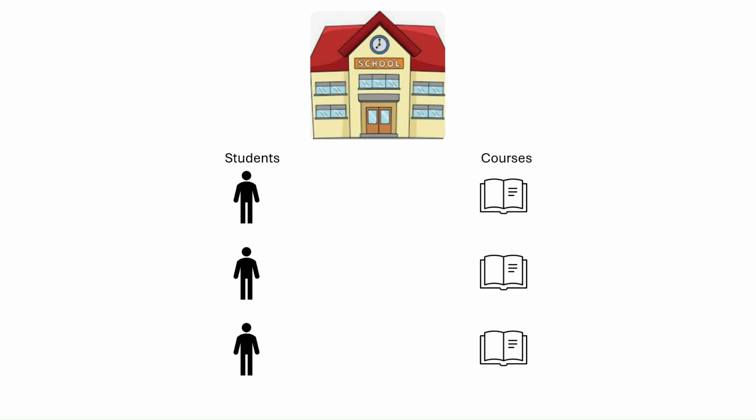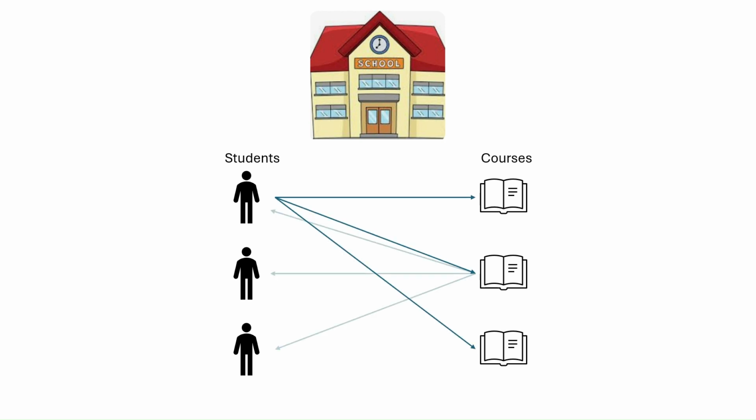In the previous videos, we explored one-to-one and one-to-many relationships. Today, we'll delve into the world of many-to-many relationships. Imagine you're designing a school database. You have a table for students and another for courses. A student can enroll in many courses, and a course can have many students enrolled. This scenario represents a many-to-many relationship.